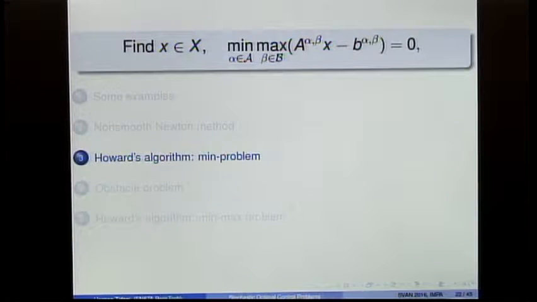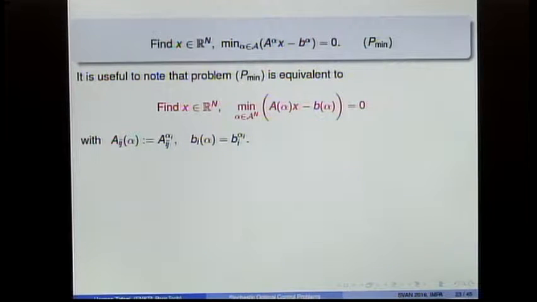So first, I will present the algorithm when we have just a minimum. Forget the maximization, forget the second player for the moment. So this is the problem. We now want just to find this vector x in R^n such that the minimum of these quantities, A_alpha x and B_alpha, is equal to 0. I remind you that they are known. We know what these matrices and vectors are, and we want just to find a single vector x such that this minimization is equal to 0. Before we go ahead, I would like to remind you that the minimum of two vectors should be understood component by component.